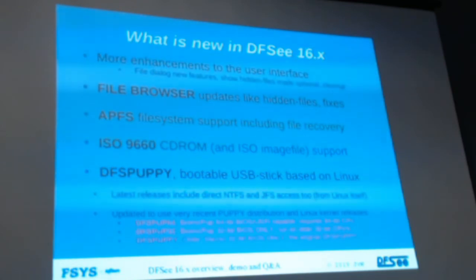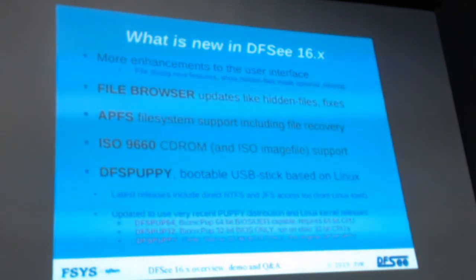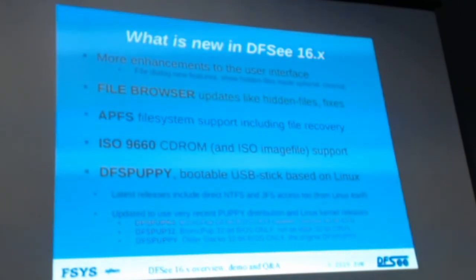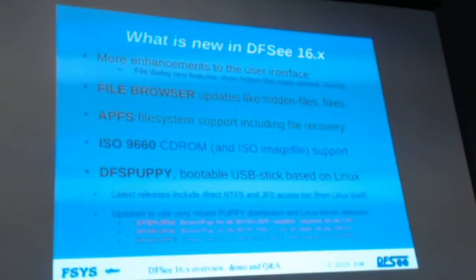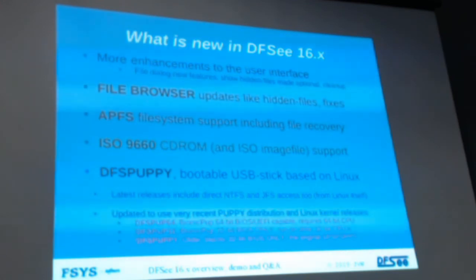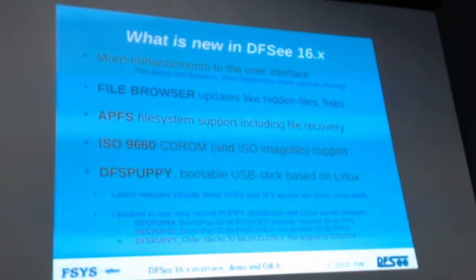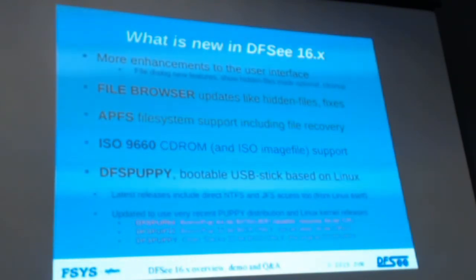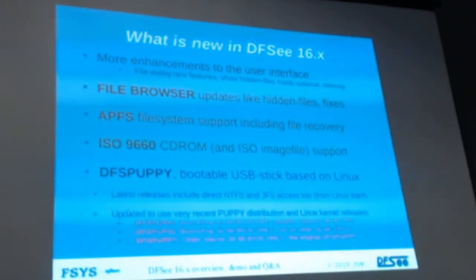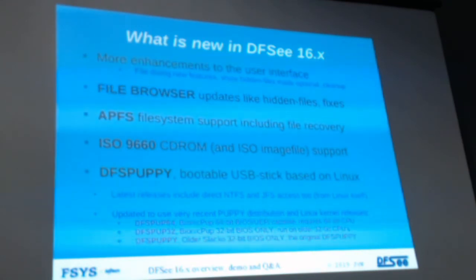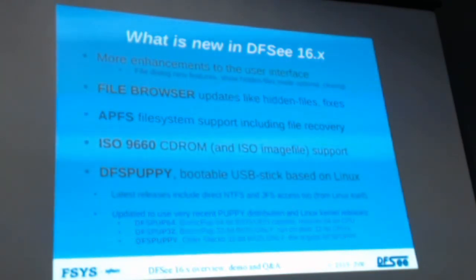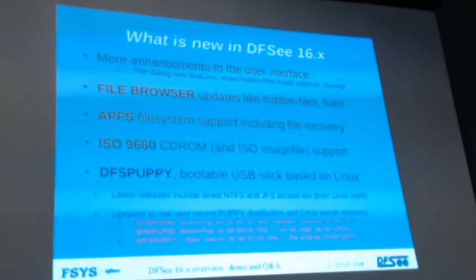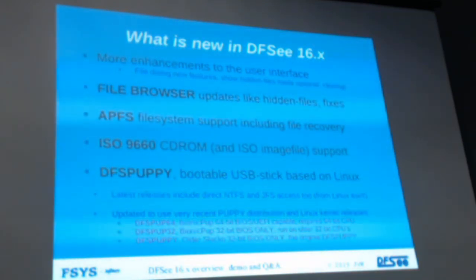Okay. And at the moment, for the Puppy sticks, there are actually three variations that you can download. There's still the original one called DFS Puppy. It is an old Slack-based, Linux-based Puppy. Of course, it has the latest DFSee version. The operating system is a little bit older, and it's 32-bit. It's BIOS only, so it will not boot on a UEFI system.